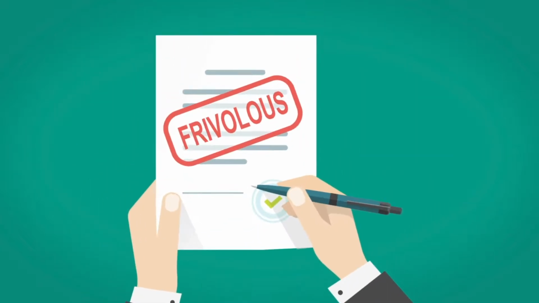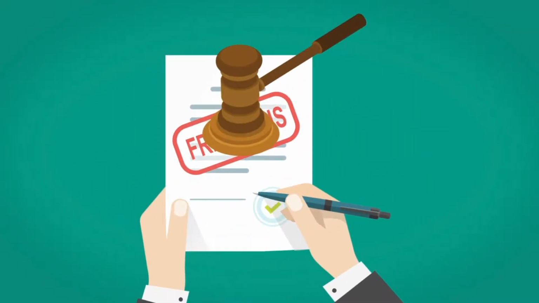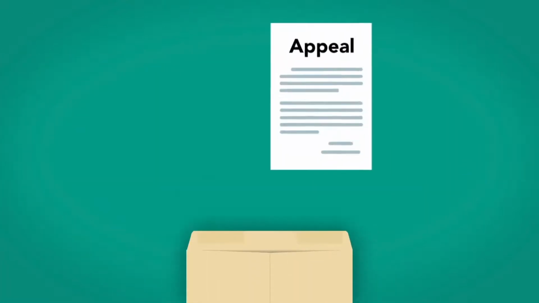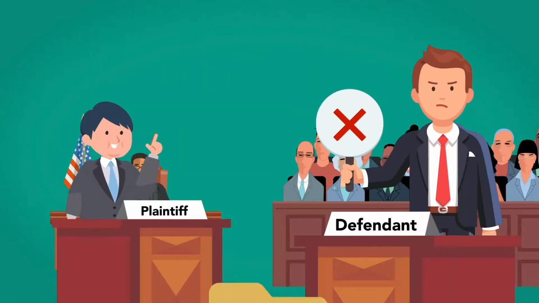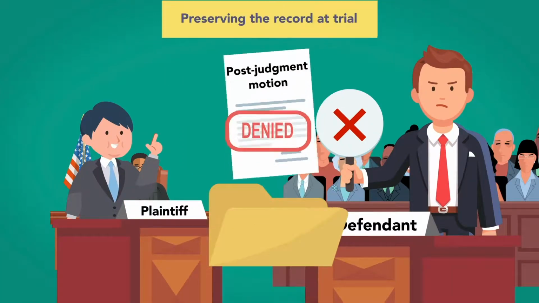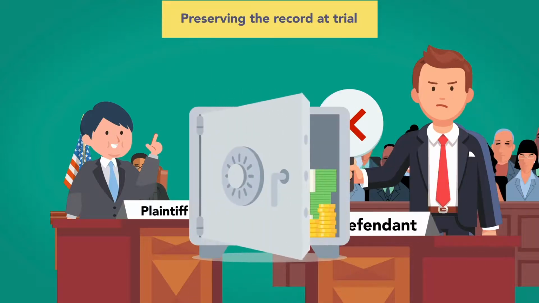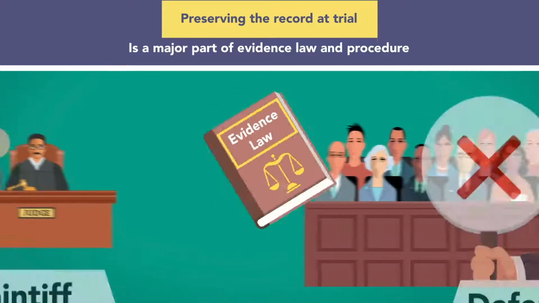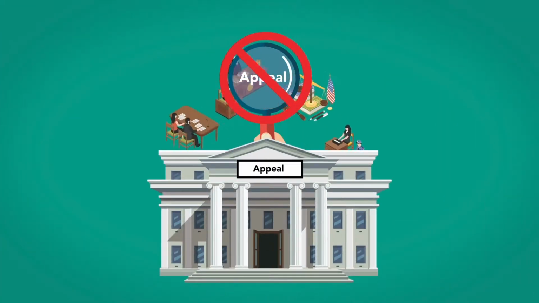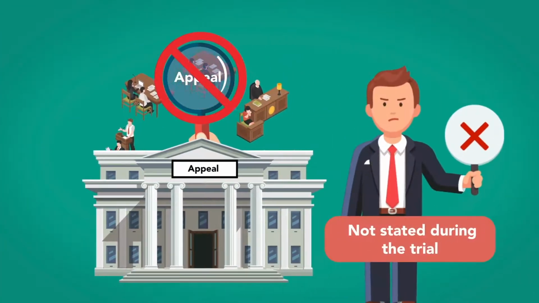If the appeal was frivolous, the appellate court can impose penalties on the appellant. To file an appeal, the grounds of that appeal need to have been stated during the trial in the form of an objection or in post-judgment motions that were denied. This is called preserving the record at trial and is a major part of evidence law and procedure. Appeals courts will not hear an appeal based on new evidence or an objection that was not stated during the trial.